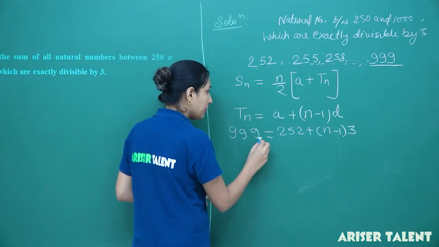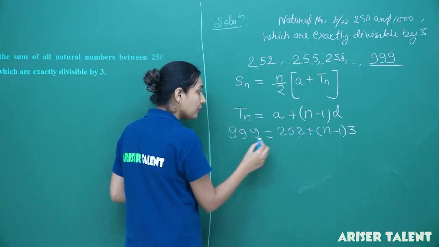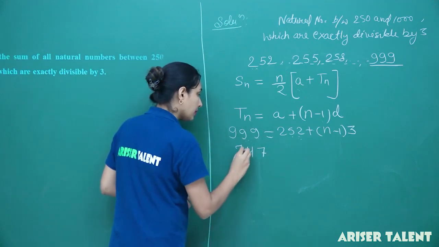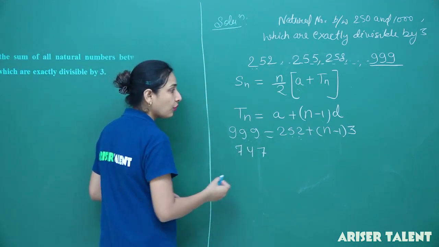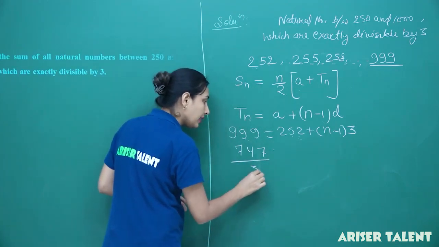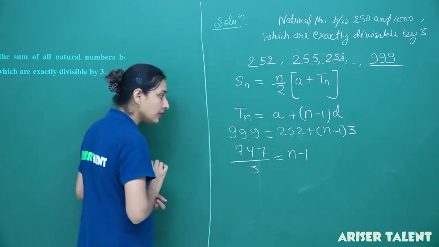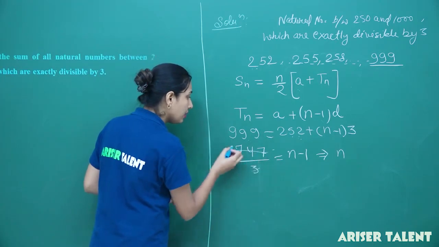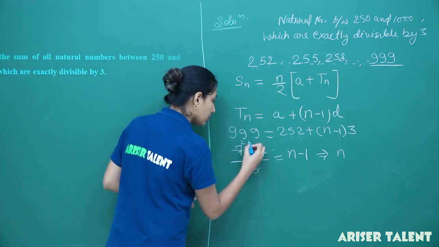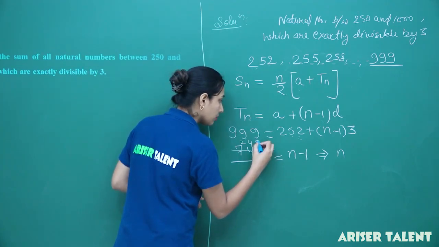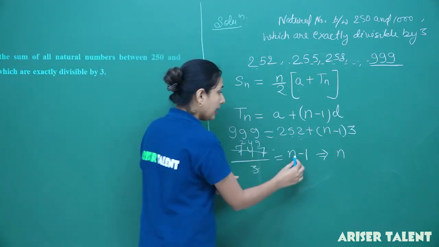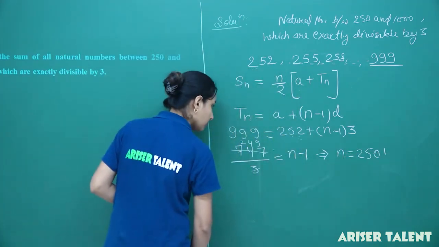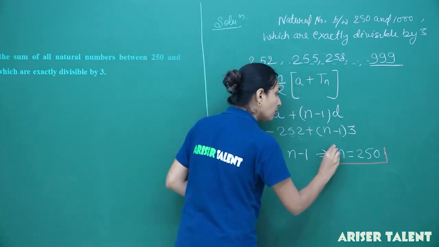Now calculate it. 252 comes over and it will be minus, so 999 minus 252 is 747. 747 divided by 3 equals n minus 1. Right students? So what will it give me? 747 divided by 3 is 249. So n will be equal to 250. Right students? n equals 250.